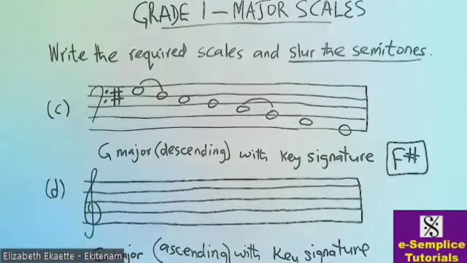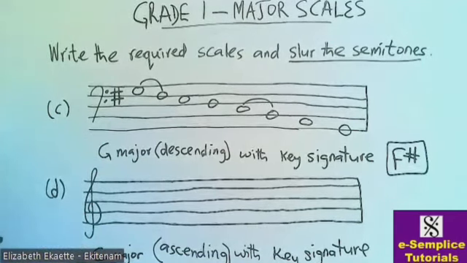So we have finished that question. That is G major descending scale with key signature. And I have indicated the semitones. Now we come to question D. We are still writing these with key signature and the clef has changed. If you lose sight of the clef, you are definitely going to make a mistake.